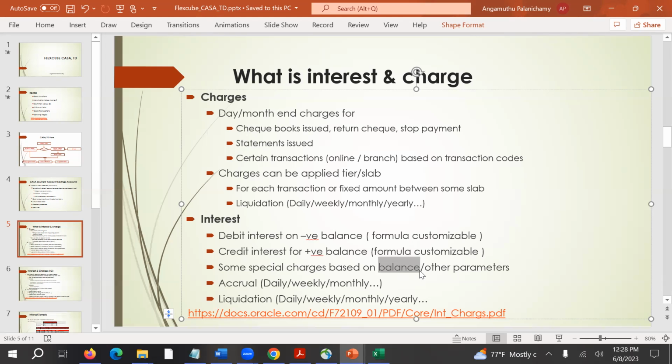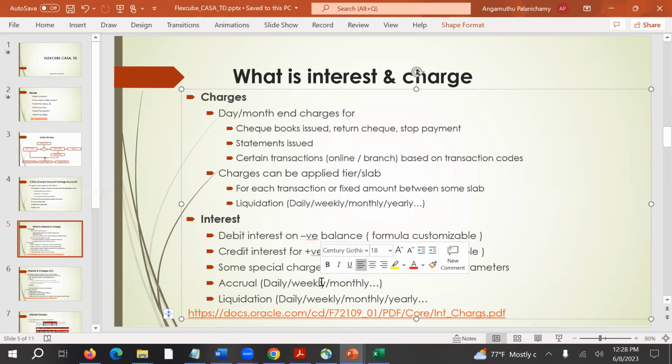So this is one sample example. If you are not maintaining the minimum balance in a month, then I will charge the customer. So I need to check the balance before applying the charges. That can be done only with the interest product, not with the charge product.